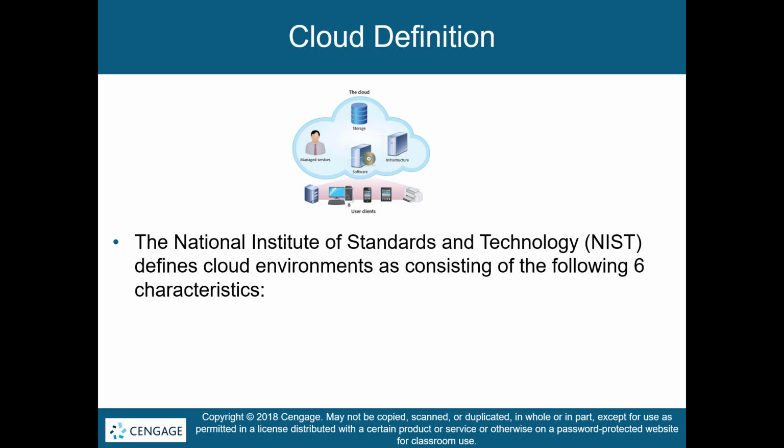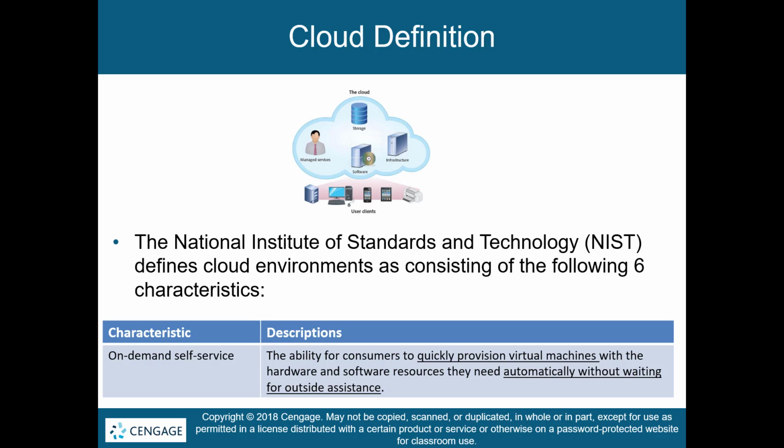First thing we want to talk about is, what do we mean by a cloud? We generally understand the cloud to be a resource that we can access for possibly storage, software, infrastructure, or managed services. But according to the National Institute of Standards and Technology, or NIST, a cloud environment consists of 6 characteristics.